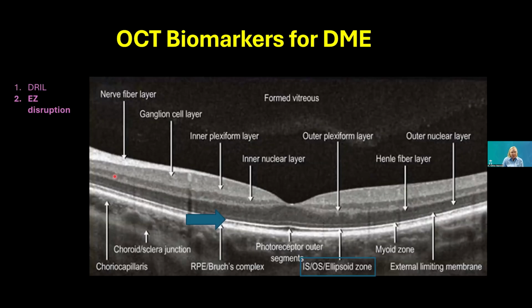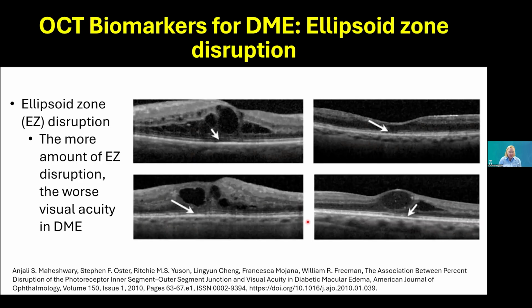Another one is ellipsoid zone disruption. And the ellipsoid zone band is right here. It goes by many names. So the inner segment, outer segment junction, the ellipsoid zone. There's a lot of debate on what this band actually represents. But historically, it used to be called the PIL line or the photoreceptor integrity line. And I still think that's a great name for it, because it really does tell us the status and the integrity of the photoreceptors, and is very highly correlated with vision and visual function.